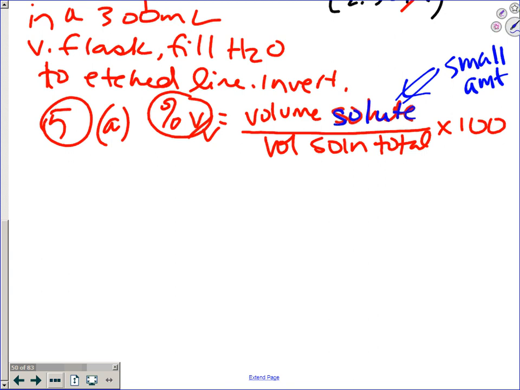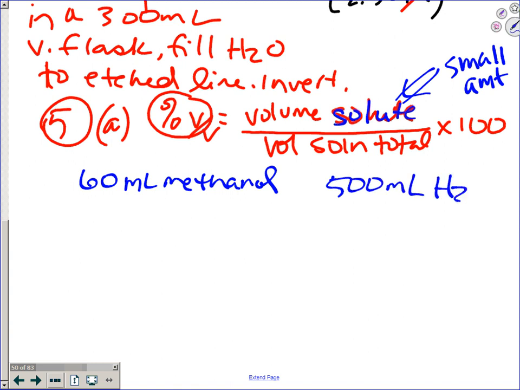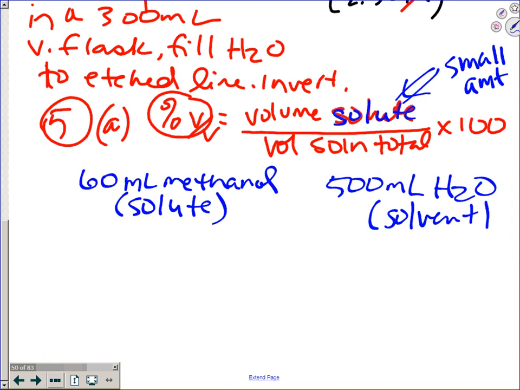So what do they give you? Methanol. And they also give you 500 milliliters of H2O. Which is the solute? The methanol, because it's the smaller amount. And what would you consider H2O? The solvent, right? So here's the problem. We don't have a solution until we add them. When we add them, that will be the solution. And what's the total solution volume?